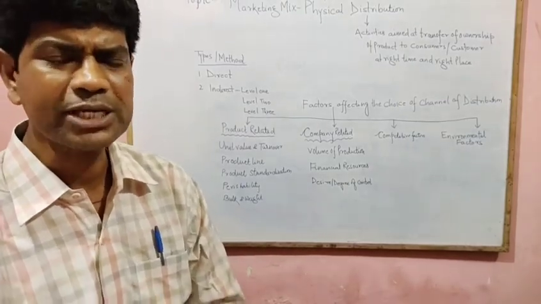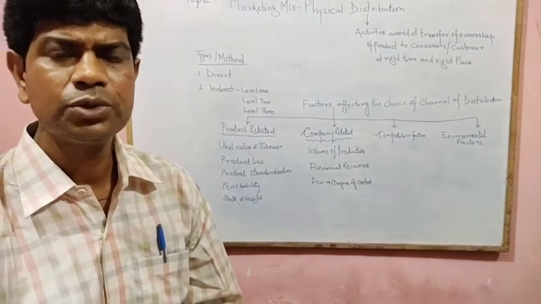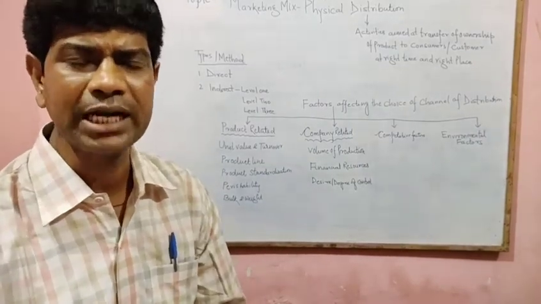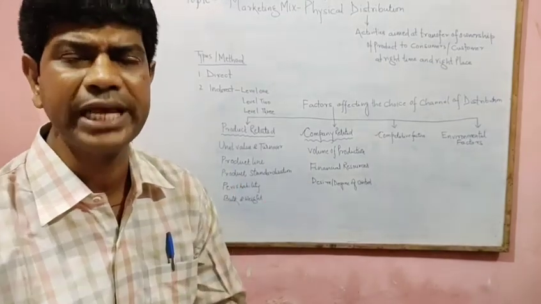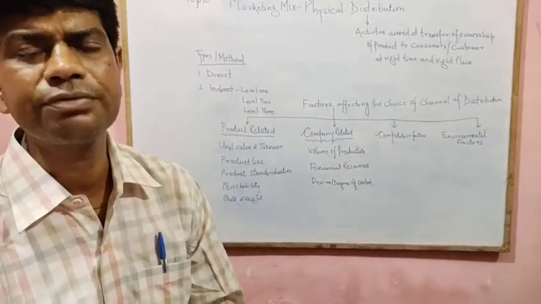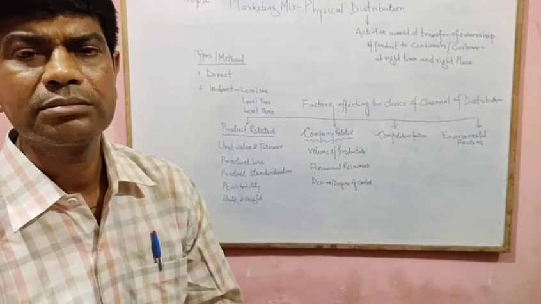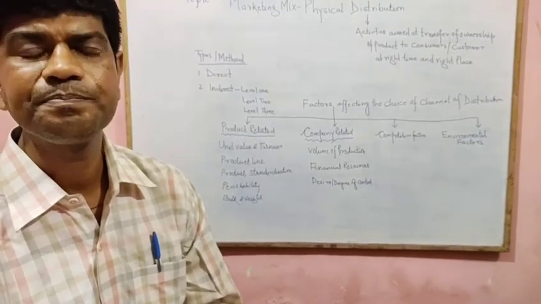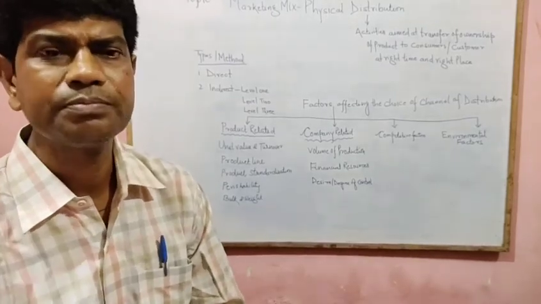In the case of bulk production, a company can afford to have a retail outlet and sell directly. But where a company produces on a small scale, they have to take the services of a middleman, salesman or intermediaries in the market, so that their product could be sold.